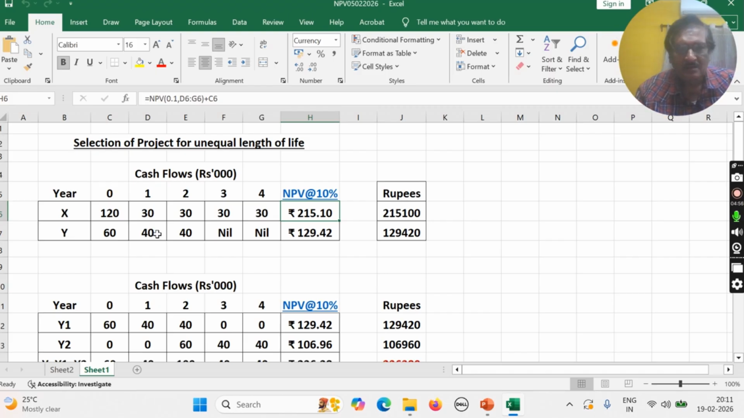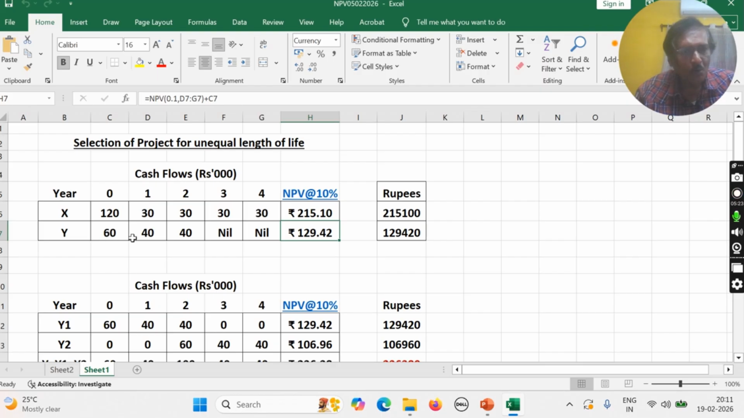And project Y, the same calculation has been made. The total cost is, the formula is used here. C7 means C7 is this. This is the initial cost, it is added, and the total cost is 1,29,420. This is the lower from this.